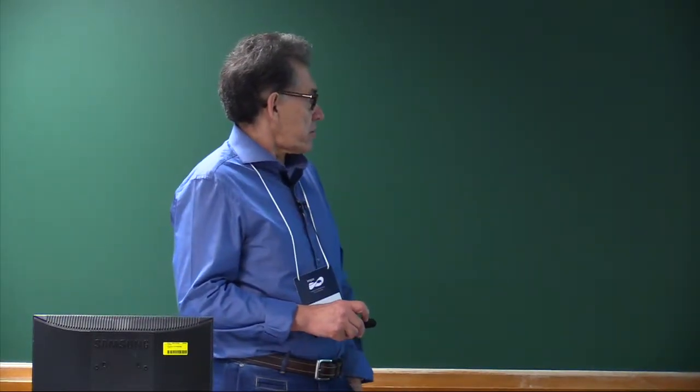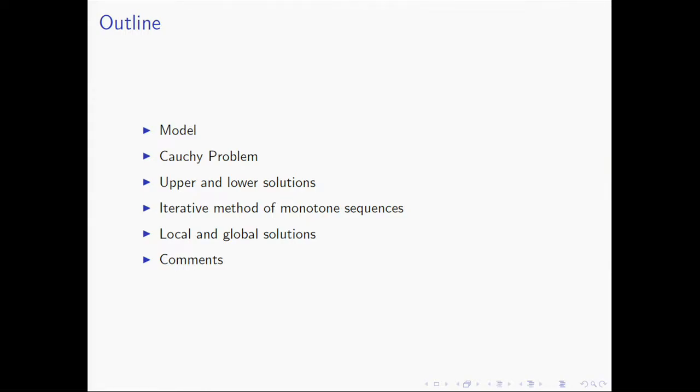This is the topics of my talk. We spend a few words on the model. Then we state the Cauchy problem we are talking about. We define the upper and lower solution. Then we present the iterative method of the monotone sequence we are using to solve the Cauchy problem. And then we present our main results about local and global solutions in time of the Cauchy problem. And finally, some comments.